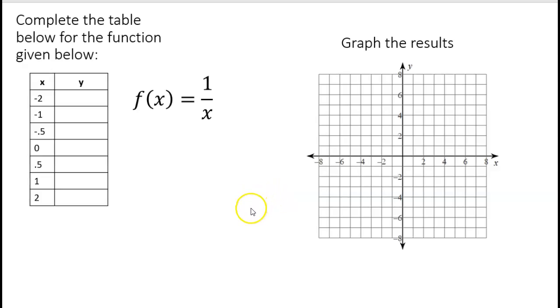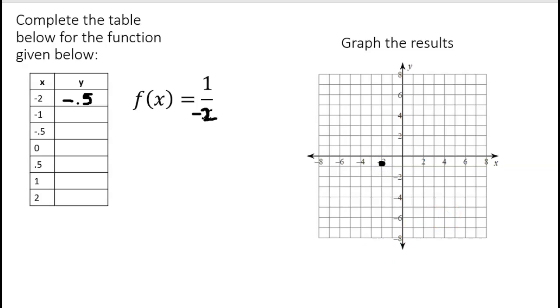So the first thing I would like you to do is complete this table and graph. And then when you're all done, we'll compare our answers. I'll do the first part for you. So for instance, if x equals -2, you're going to plug -2 into your function. 1 divided by -2 is -0.5. And so then you're going to plot that point on your graph. -2 and -0.5 would be located approximately right here on the graph.